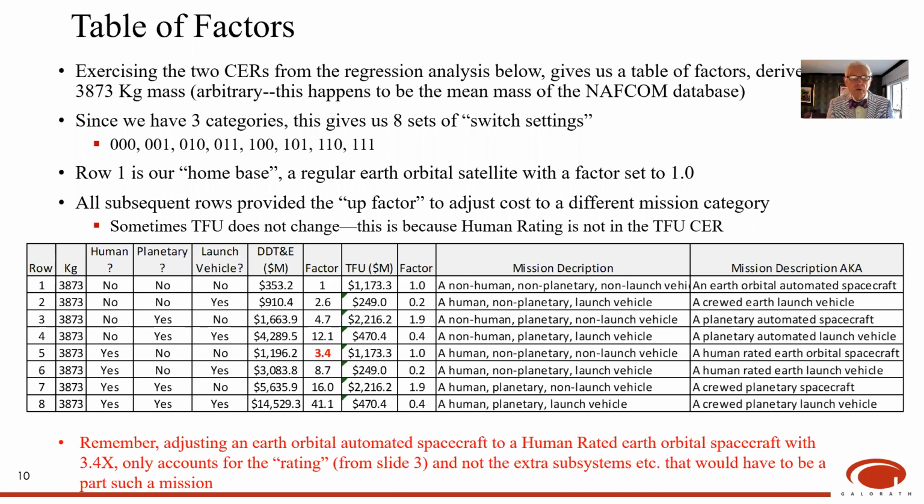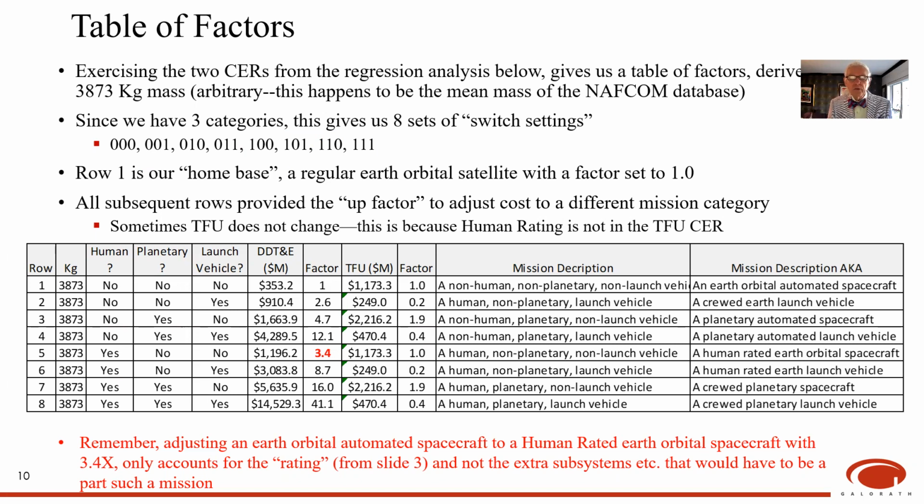So if you do those switch settings, you get a development cost of $11.96, which is a factor of 3.4 compared back to row one, and a production cost of $11.73 compared back to row one. Now notice we've seen that $11.73 before. Well, the reason for that is the human rating independent variable, recall, it was not in the TFU-CER. We could not get that in with a statistically significant acceptable t-test. And so human rating is not in the TFU-CER. So when you flip the switch back and forth on human rating, you see no difference in the TFU cost because our TFU-CER is blind to that.